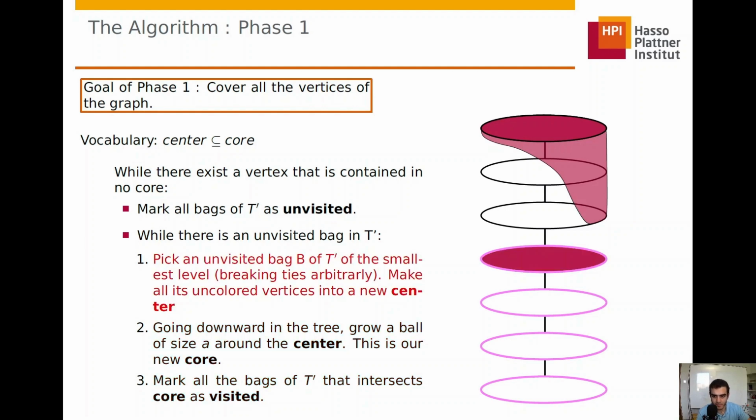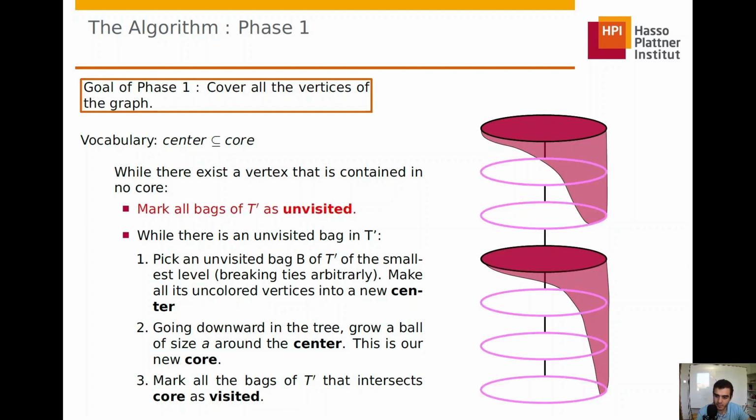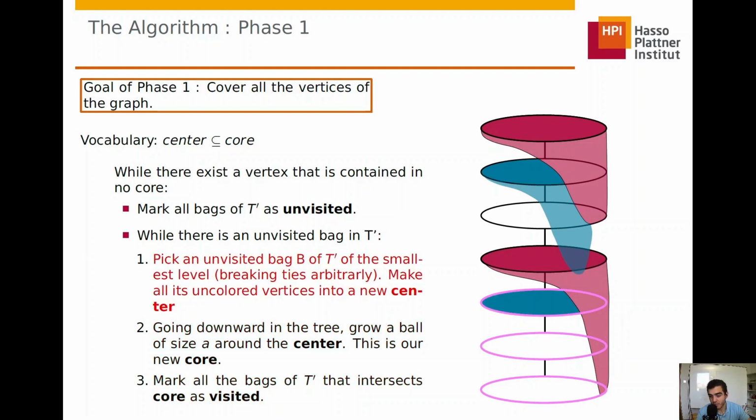Okay. Let's continue. So now we still have bags that are unvisited by our first phase, the red phase. So we create our new center in the highest not covered bag. And again, we grow a core of size A around it, downward in the tree. Let's continue. We mark all the bags that are not fully colored as unvisited. We take the highest one, we color it, we add a core around the center. And again, we insert the center in the highest unvisited bag and a core. Third iteration, those are the bags that are not fully covered yet.